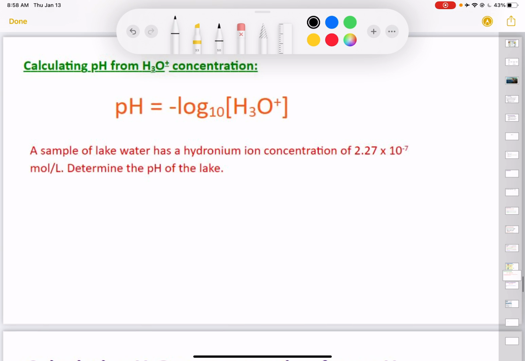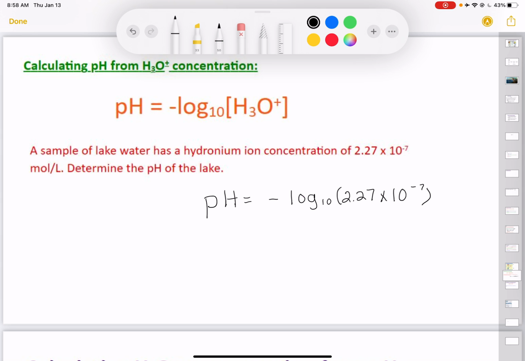I just Googled it. So it says a sample of lake water has a hydronium ion concentration of 2.27 times 10 to the negative 7. Determine the pH. So literally we're just taking this formula: pH is equal to negative log. Your calculator should be a log base 10. When you write it into your calculator, make sure that it puts a little 10 there. You don't have to put the 10 there, but it should be there. If not, then make sure you put it. And then the concentration, which is 2.27 times 10 to the negative 7.